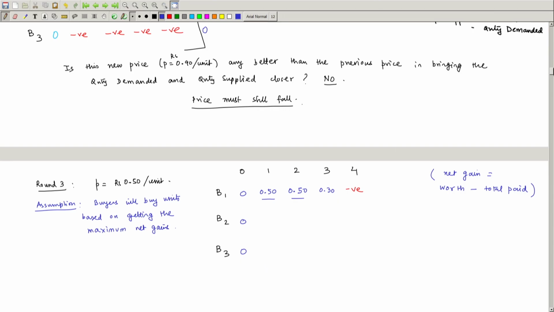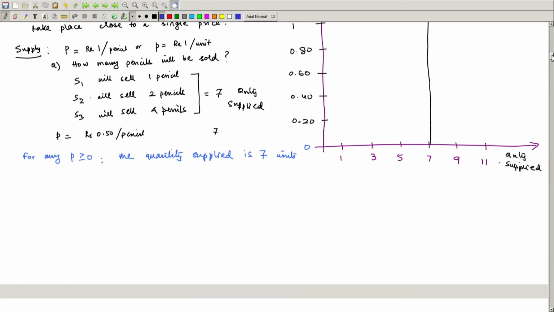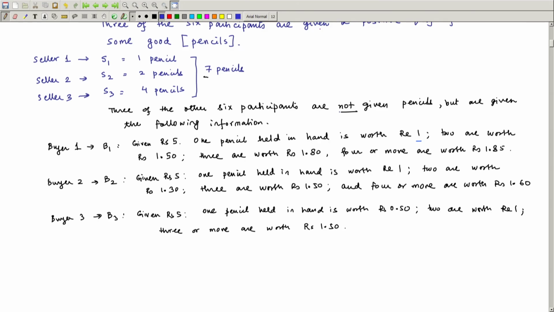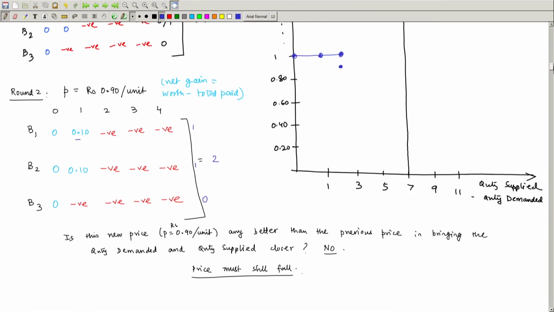Let us repeat. So, now notice that it is getting mechanical. So, once you get a feel of how to compute the net gains, on successive rounds you just keep repeating that exercise. Now, let us look at buyer 2. So, for buyer 2, 1 pencil is worth 1 rupee, right, it is worth 1 rupee, he pays 0.5, so his net gain is 0.5, 2 are worth 1.3, so for 2 he would have paid 1 rupee, they are worth 1.3, so 1.3 minus 1 is 0.3, 3 or more are worth 1.5, right.